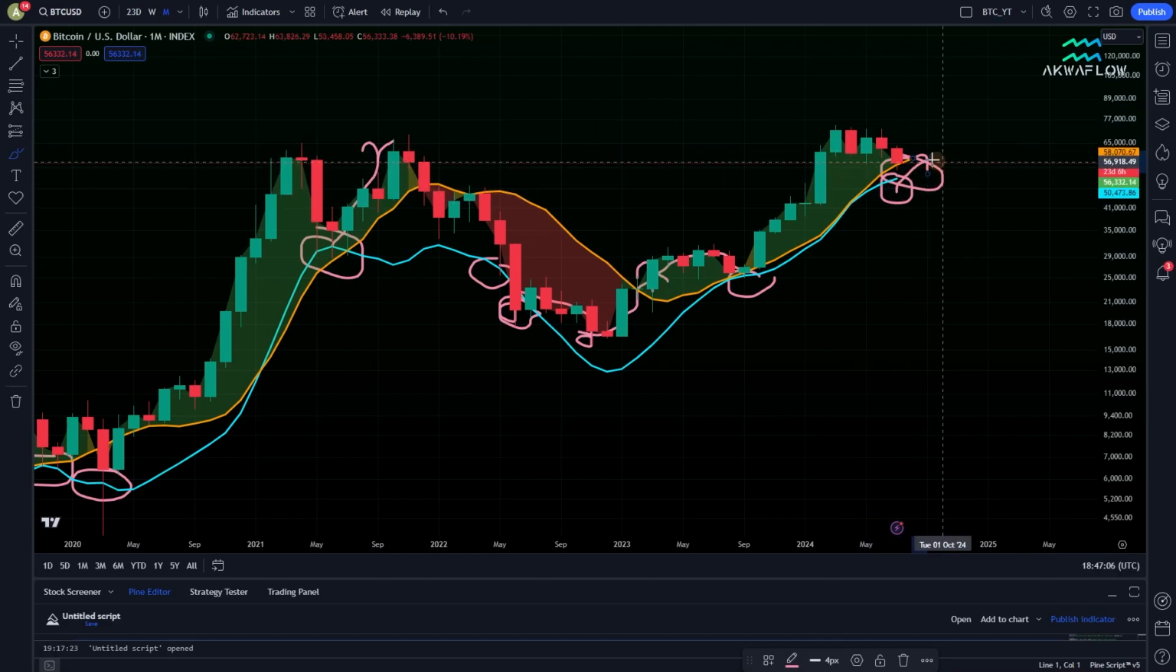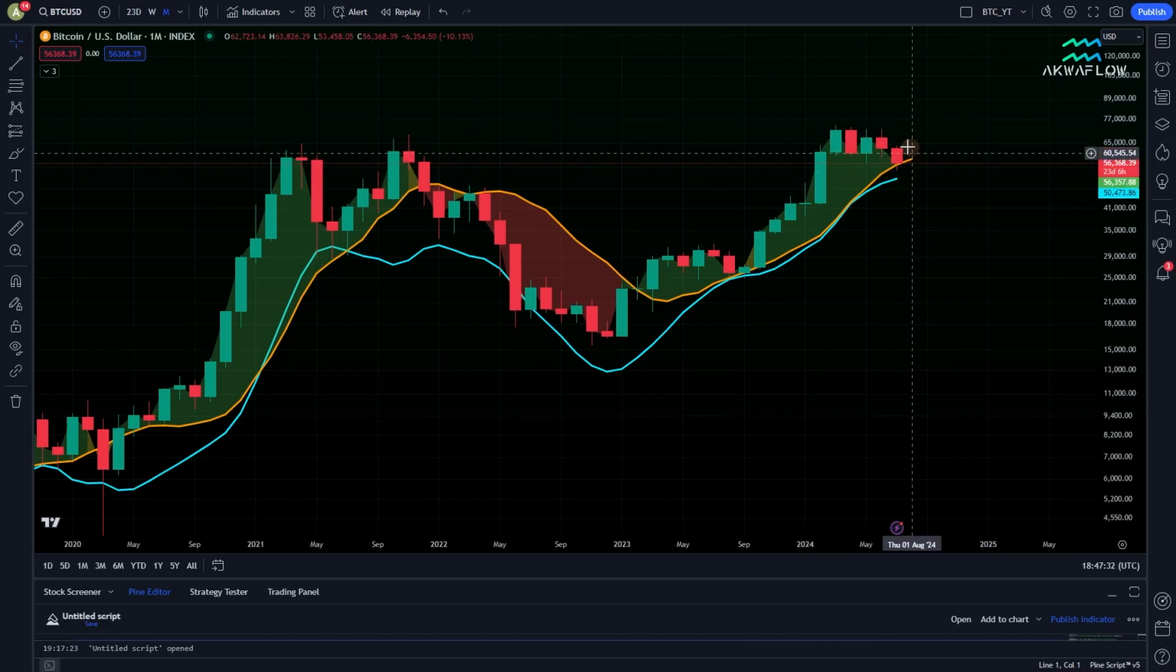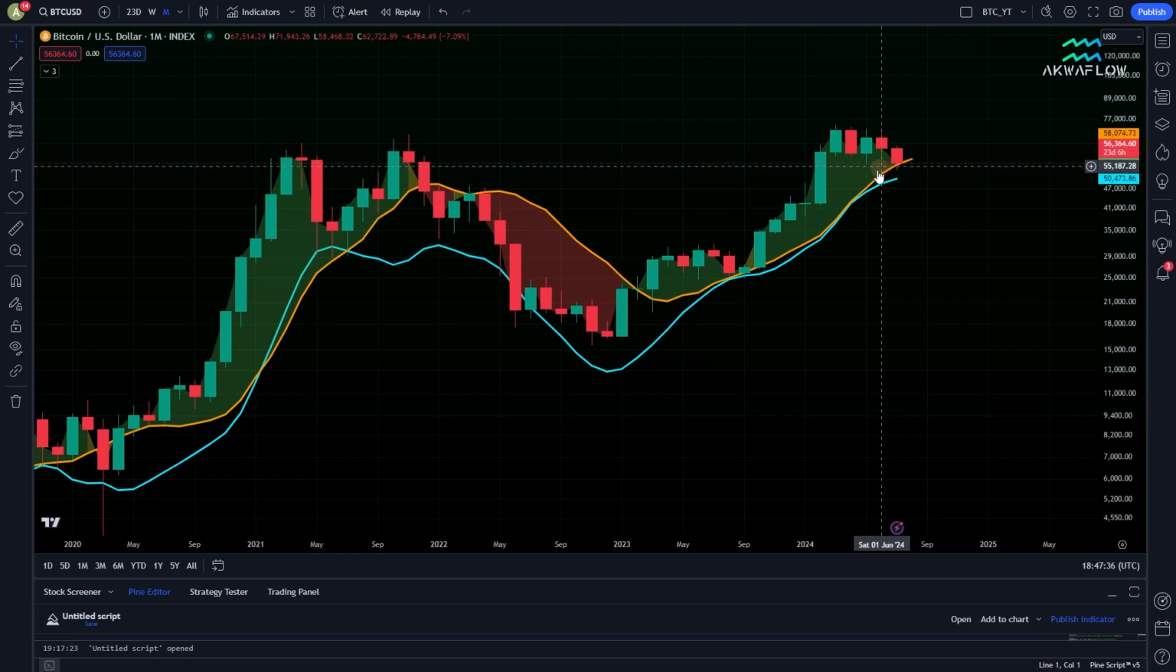Of course, it doesn't mean that we will have a new all-time high, and that's why we need to watch how Bitcoin will interact with this orange line to know if we switched into a bear phase of the market or we remain bullish. So this was a very short video, very concise, to give you a clear picture of what's going on in the market.